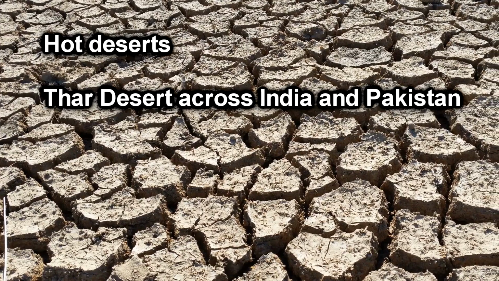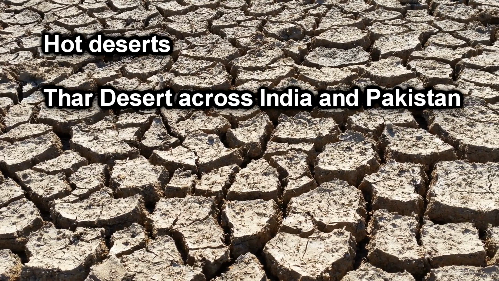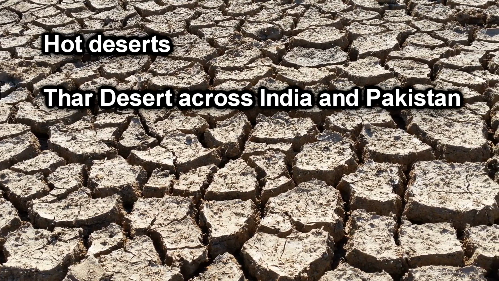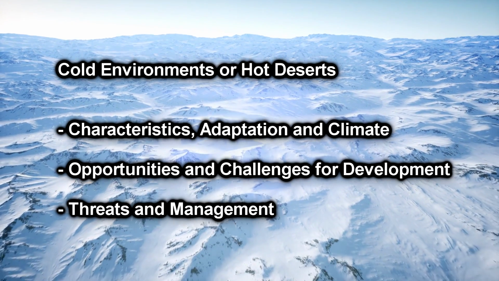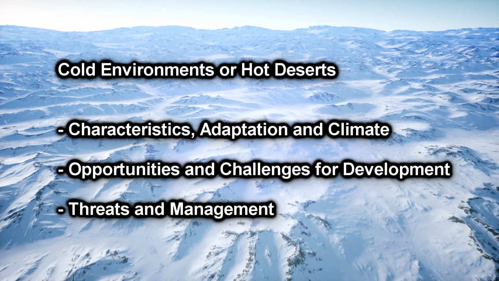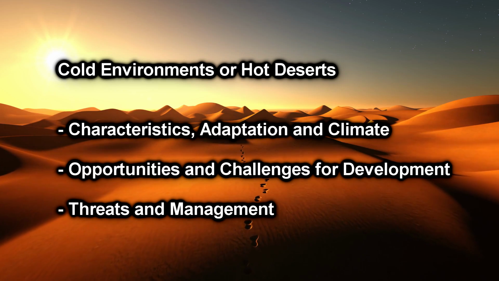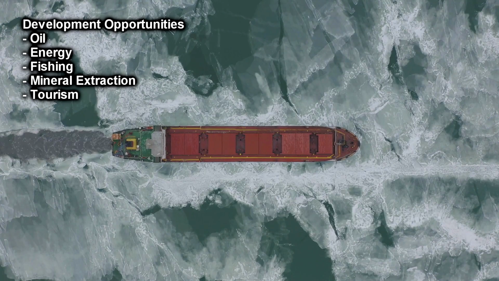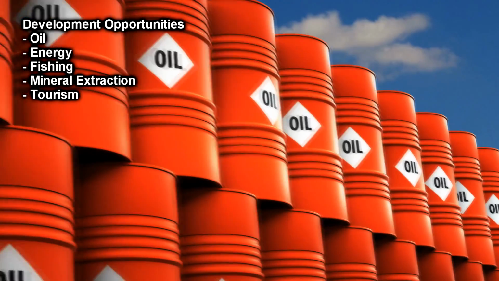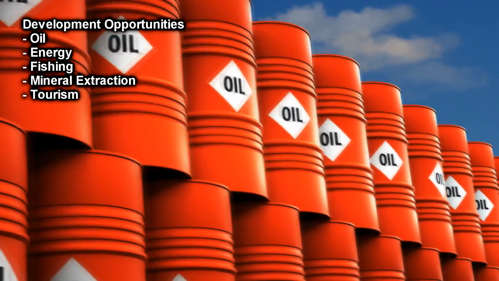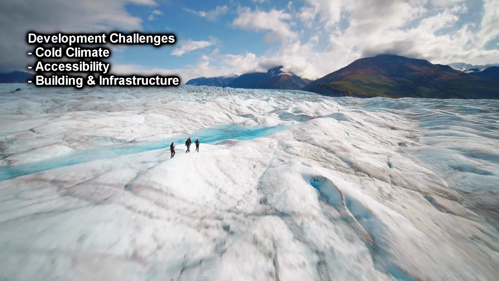When looking at hot deserts, you should have studied a case study such as the Thar Desert across India and Pakistan. For both topics, you'll need to know the following: the main characteristics, adaptations and climate of the area. You need to then fully understand the opportunities and challenges for development in these areas, as well as the main threats and management strategies.